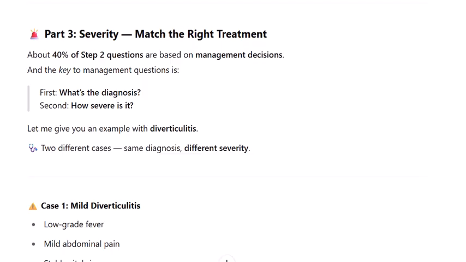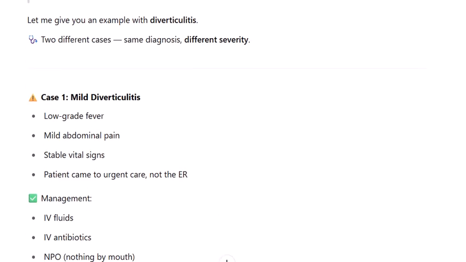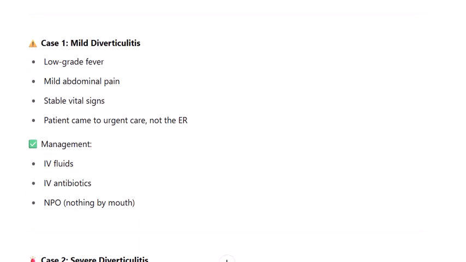Case 1, mild diverticulitis: low-grade fever, mild abdominal pain, stable vital signs. Patient came to urgent care, not the ER. Management: IV fluids, IV antibiotics, NPO, nothing by mouth.